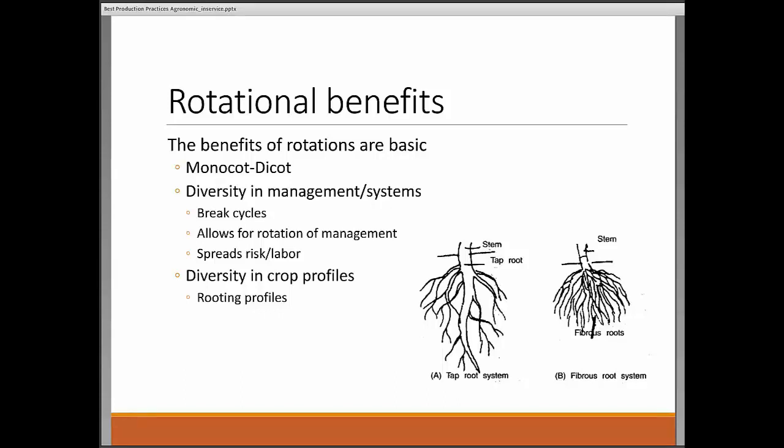allowing for rotation of management. Maybe you can do something like corn or milo in a no-till production system, where something you grow like canola needs to be in a more conventional tilled system. So you can rotate your management practices around. It also spreads your risk, especially if you're doing monocot and dicot. Most of the dicots we grow in the state are in an oilseed market. So we're talking about soybean, canola, sesame, various things like that.